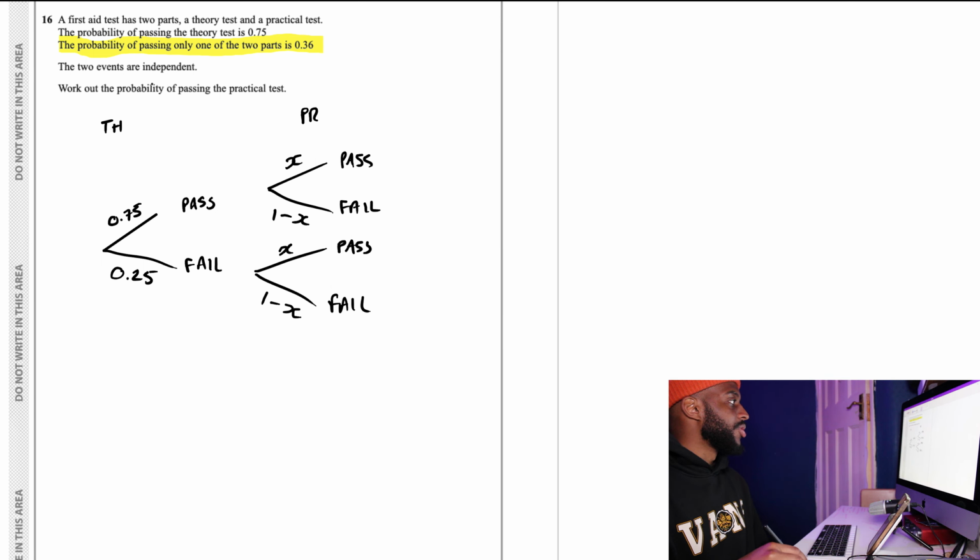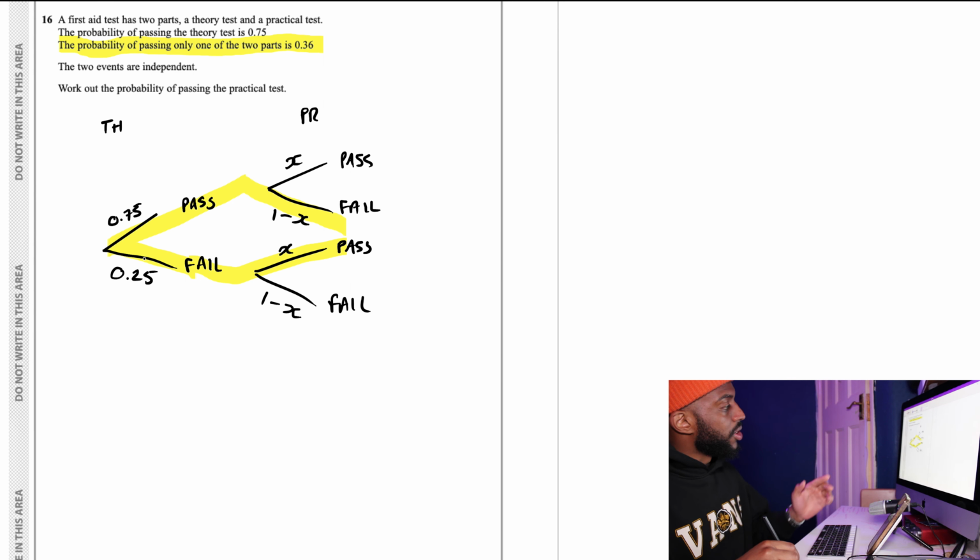We know that the 2 events are independent. And the probability of passing only one of the parts is 0.36. So that could be a pass and a fail, or a fail and a pass. So I'm going to highlight these branches. So this could be one route. You could pass and then fail, or you could fail and then pass in order to satisfy what this question is saying.